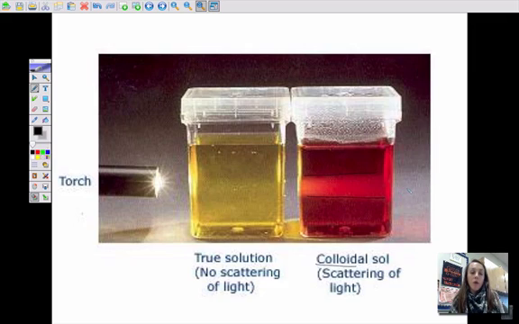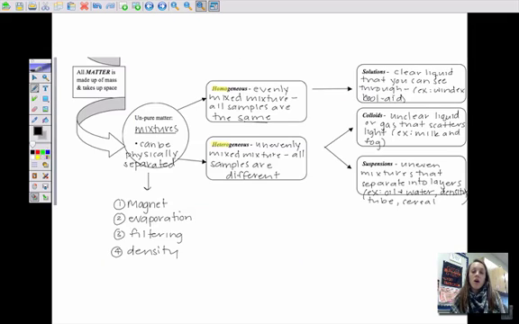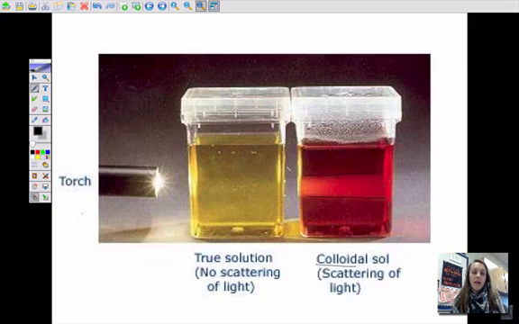So when we do a lab and we're wondering if it's a solution or a colloid, we're going to use the Tyndall effect. So a solution, we say, fails the Tyndall effect, while a colloid passes the Tyndall effect. So again, if it passes the Tyndall effect, you're going to see a distinctive beam of light in a colloid, while you will not see that in a solution.